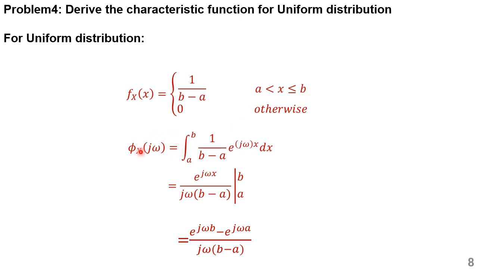The characteristic function phi x of j omega is defined as the integral of the PDF times e to the power j omega x dx. When we integrate it and substitute the values a and b, we get e to the power j omega b minus e to the power j omega a, divided by j omega into b minus a.